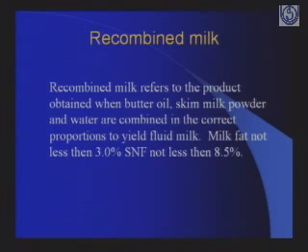Then we have recombined milk. Recombined milk refers to the product obtained when butter oil, skim milk powder and water are combined and corrected. Then we have reconstituted milk and also flavored milk.